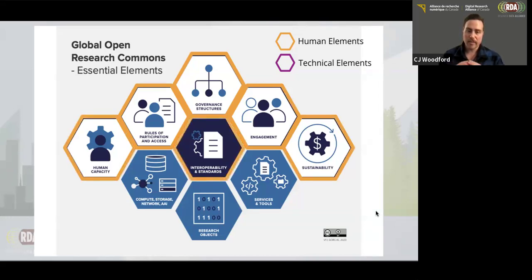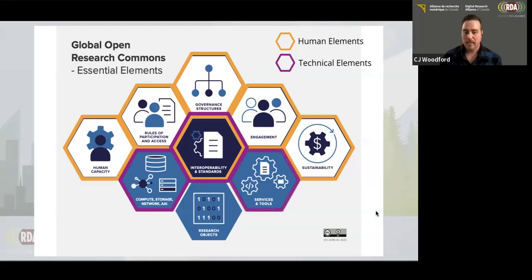And the linchpin here for human elements as well as technical elements, because it applies to both, is interoperability and standards. That's kind of an underlying theme throughout all the essential elements, but it also has its own space in the model because it has its own special considerations. Then, of course, you've got your technical elements, which are kind of the hard pieces that you can either touch or you can specifically interact with as a user. So your compute, storage, network, and authorization authentication infrastructure, sometimes also called ICT, and our tools and services that run on top of or through compute, our ICT infrastructure, and the research objects themselves.